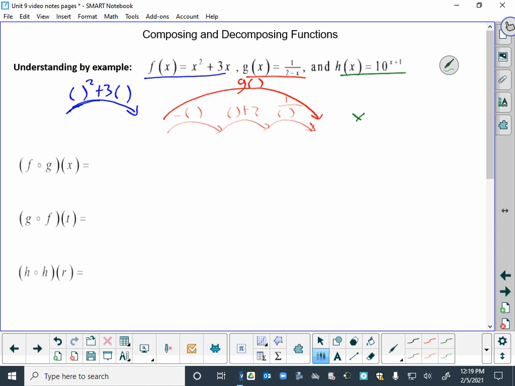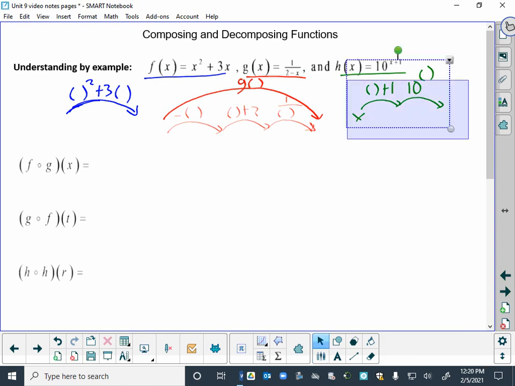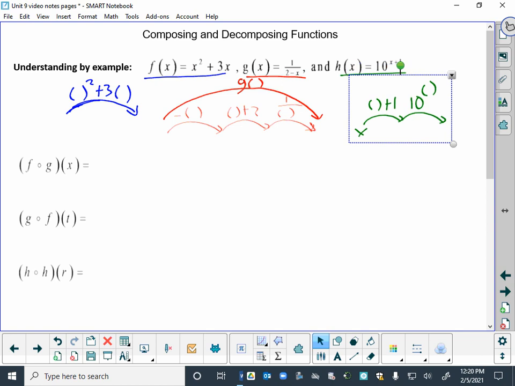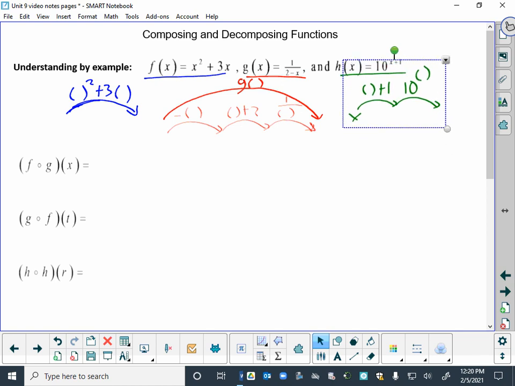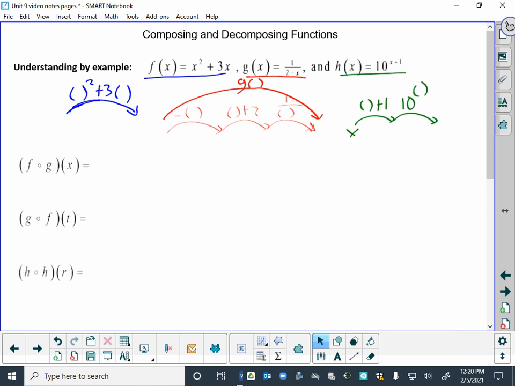h starts with the x, and we add 1 onto it, and then that gets stuck into the power of 10. So these 2 arrows again together represent the function h. And again, we don't really need the x there.